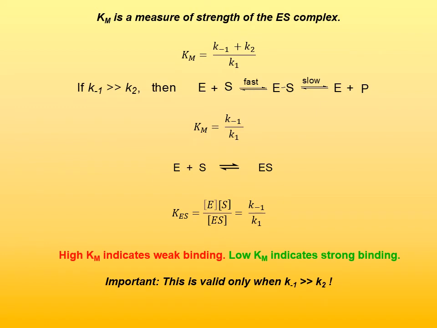So high value for Km means that enzyme substrate complex is very weak and reverse reaction is rather fast and rather easily occurs, while low value for Km indicates that bond between enzyme and substrate is rather strong and reverse reaction is not that significant. But this is valid only, remember, it's mentioned already at the beginning of the slide, when K minus 1 is much larger than K2.